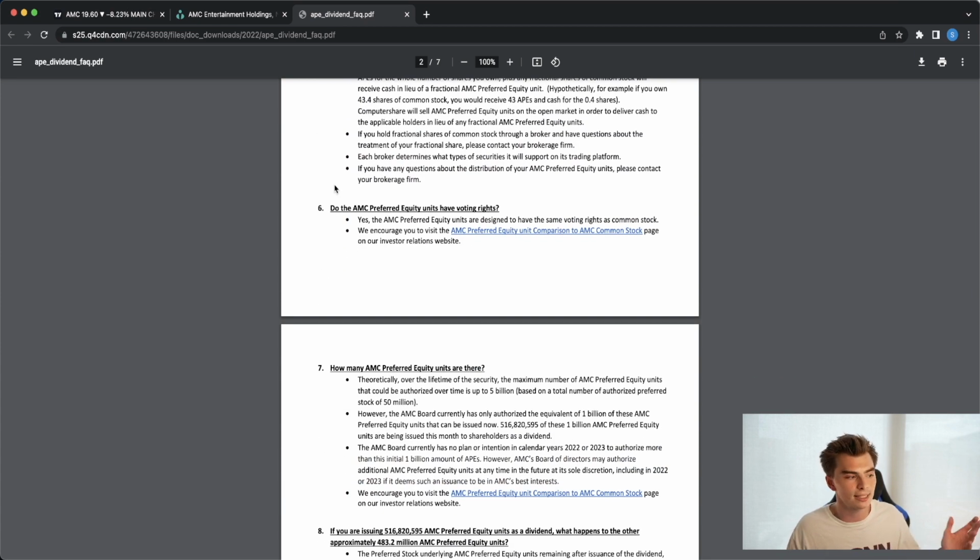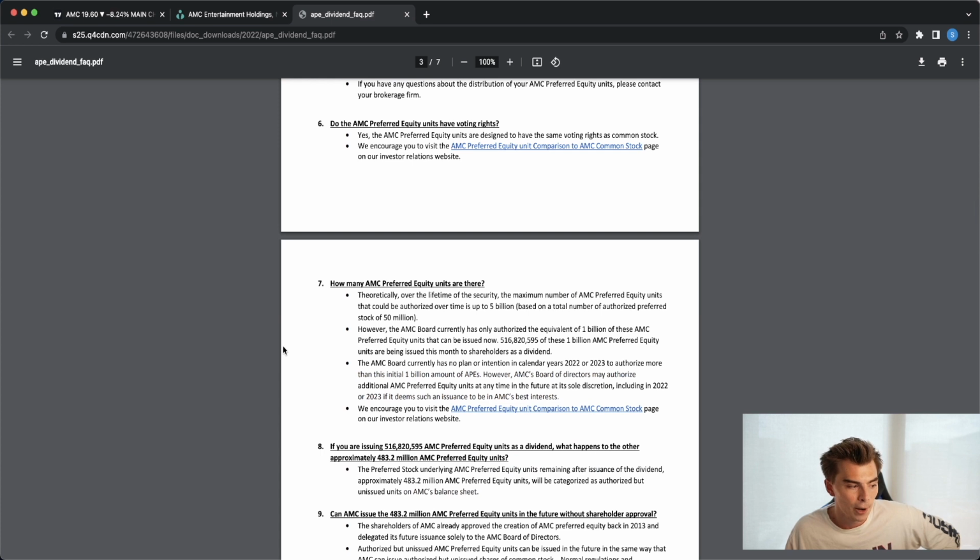So voting rights, yes, the AMC preferred equity units are designed to have the same voting rights as common stock. How many units are there? Now, this is where we get into the conversation of what exactly this is going to be used for, because there's two key pieces that we need to understand here. The first is theoretically over the lifetime of the security, the maximum number of AMC preferred equity units that could be authorized over time is up to 5 billion based on the total number of authorized preferred stock of 50 million. However, the AMC board currently only has authorized the equivalent of 1 billion of these AMC preferred equity units that can be issued now.